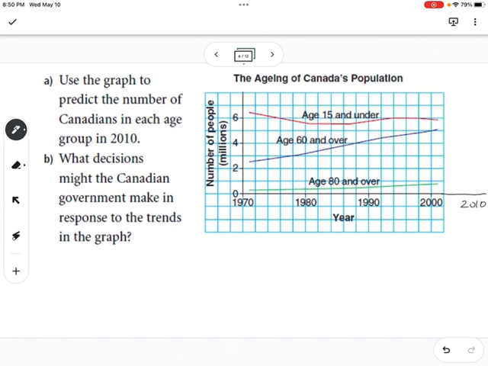Okay, so with our 15 and under group, we notice that this line stays pretty level as we go from 1990 to 2000. So we can say that it's going to remain around that 6 million mark.